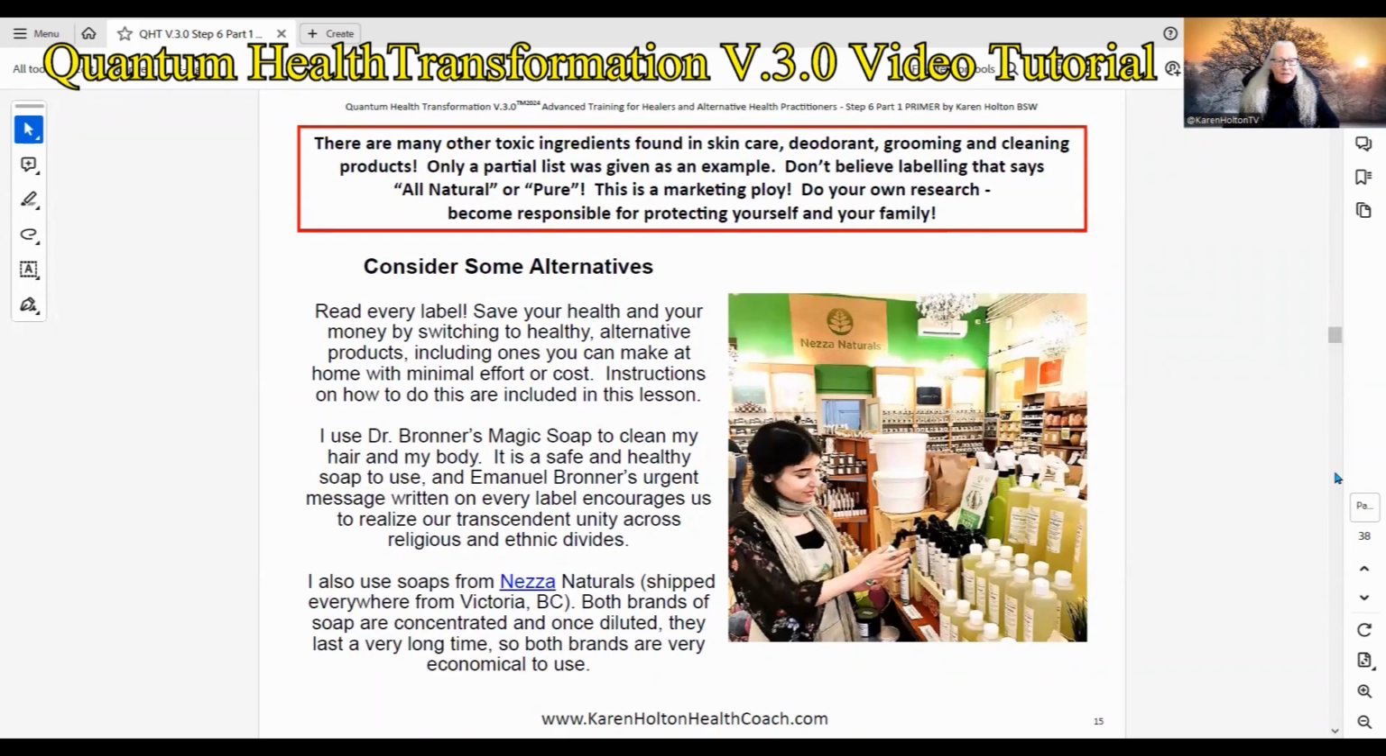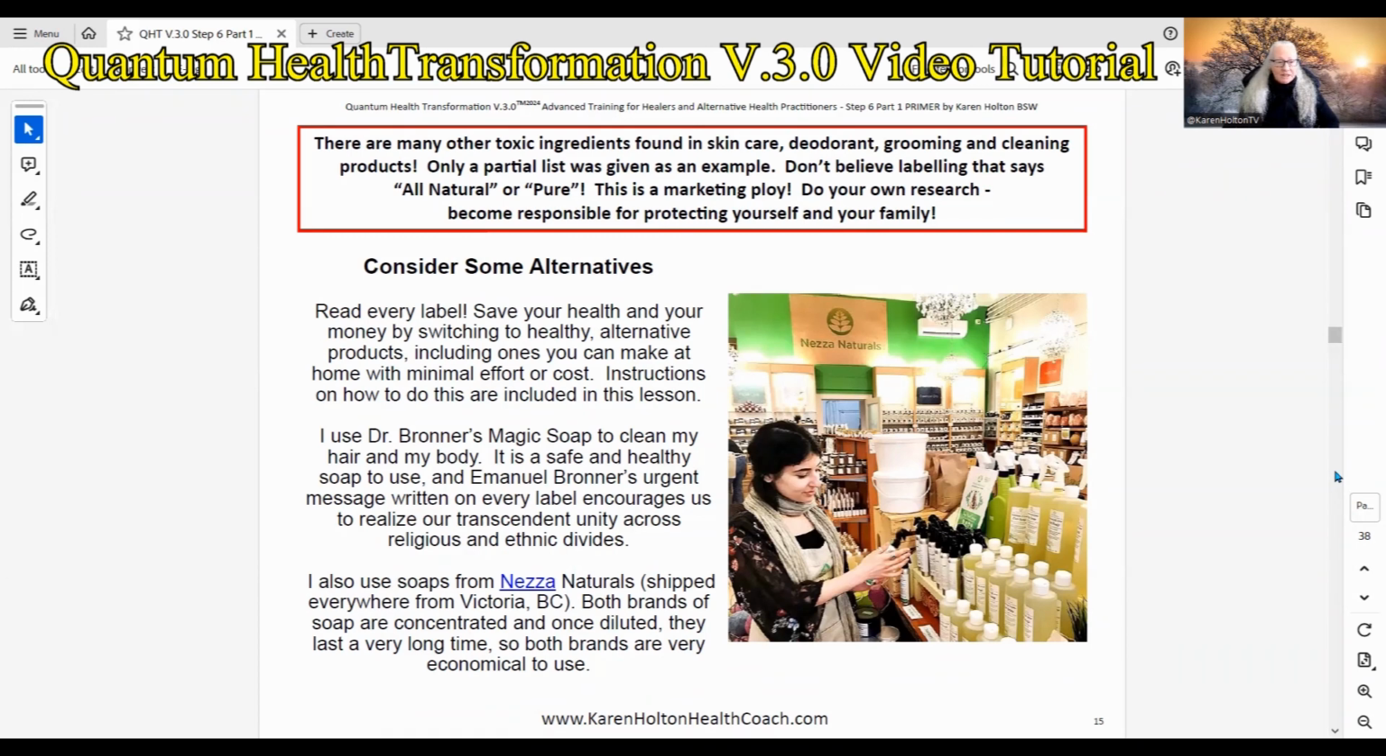There are many other toxic ingredients found in skincare, deodorant, grooming, and cleansing products. Only a partial list was given as an example. Don't believe labeling that says all natural or pure. This is a marketing ploy. Do your own research. Become responsible for protecting yourself and your family.